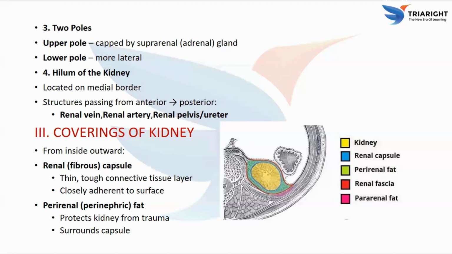So what is the function of the renal capsule? It protects the kidney from infection spreading from outside, and also it maintains the kidney shape. The second covering is perirenal or perinephric fat. This is the fat layer surrounding the renal capsule. It acts like a cushion to absorb shock and protect the kidney from physical injury. This is important because kidneys are retroperitoneal and they are not surrounded by muscles.